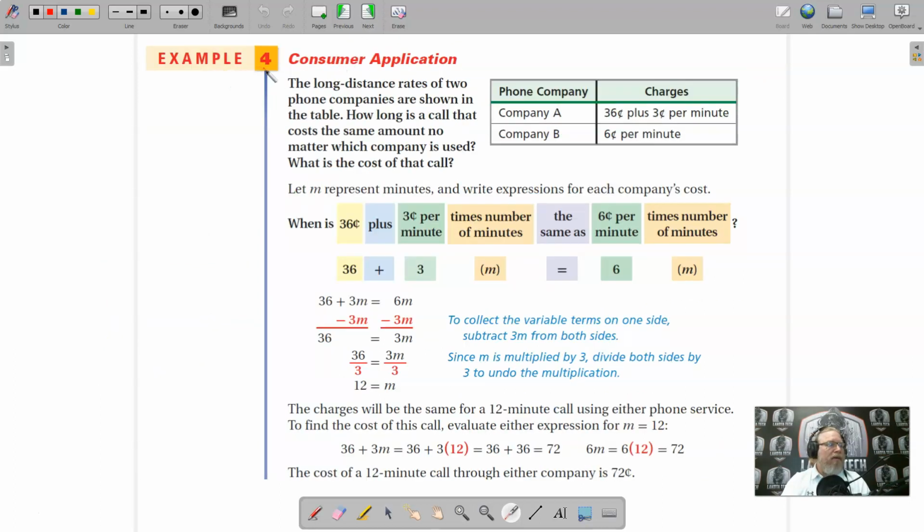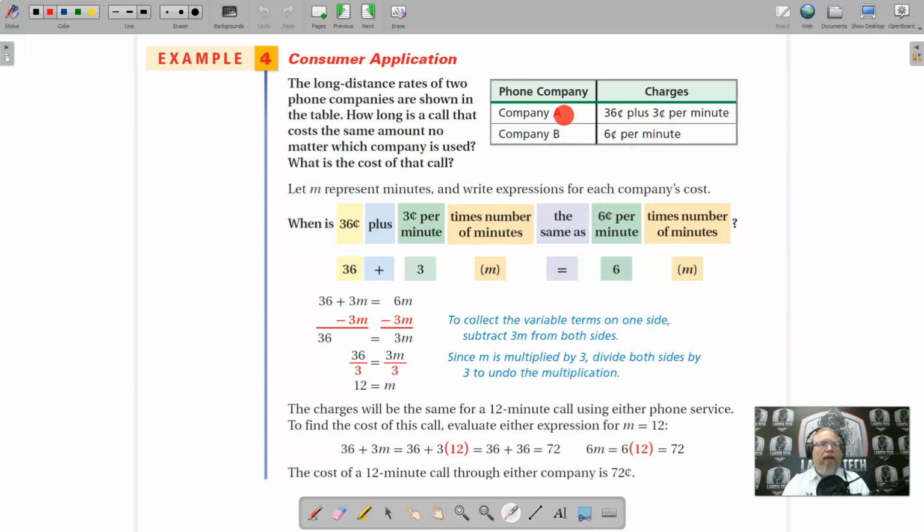Looking at example 4, consumer application: the long distance rates of 2 phone companies are shown in the table over here on the right. How long is a call that costs the same amount no matter which company is used? What is the cost of that call? So phone company A will charge you 36 cents plus 3 cents a minute. And company B charges 6 cents a minute.